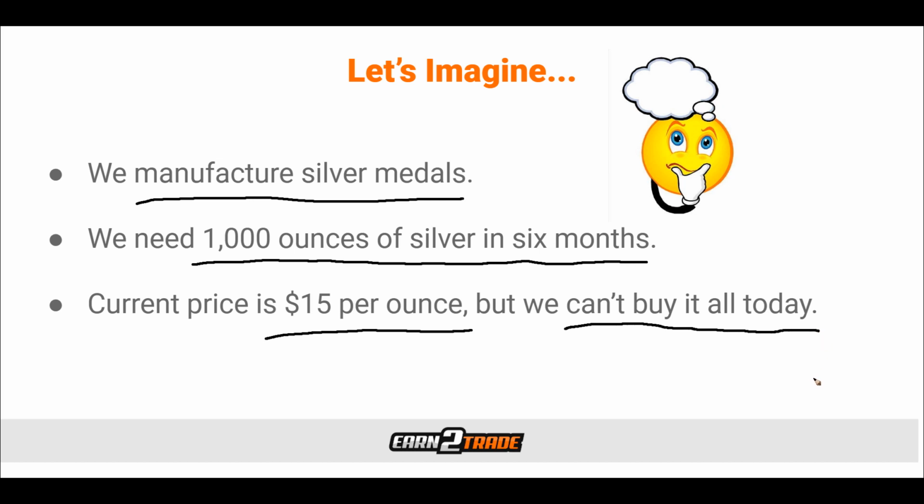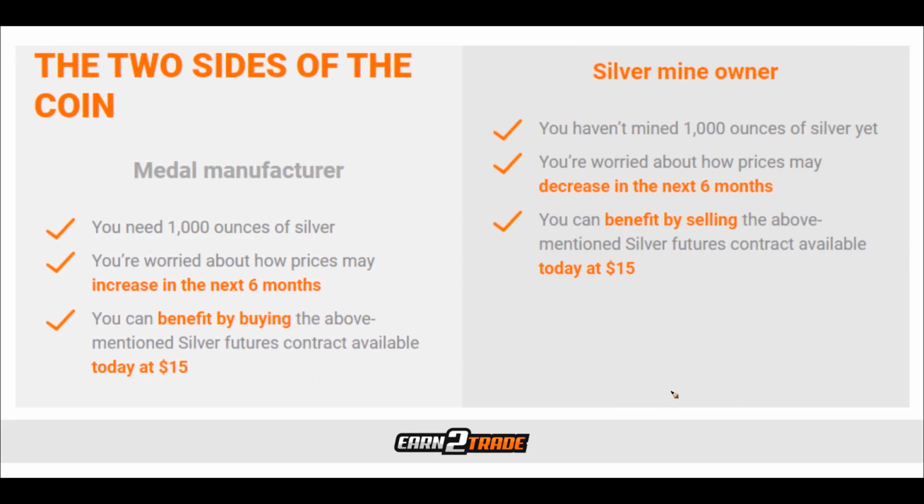Whether it be we don't have the amount of money that we need to make that purchase at $15 an ounce all today, or maybe we don't even have all the storage space that we need. In order to protect ourselves against any future price increases, we decide to lock in our purchase price at that $15 per ounce price by entering into a 6-month silver futures contract. By buying this futures contract, we then lock in that future price, so by the expiry of the contract, we are guaranteed to buy our 1,000 ounces of silver at only $15 per ounce.